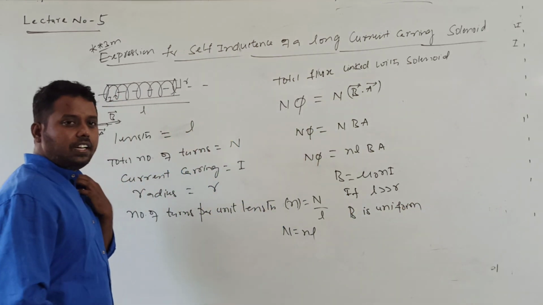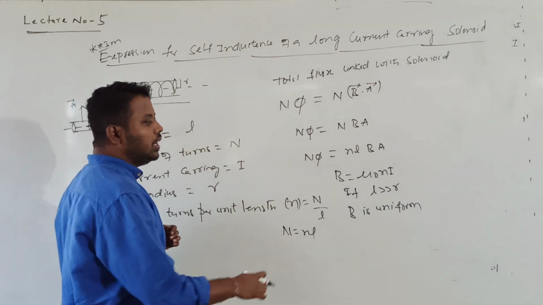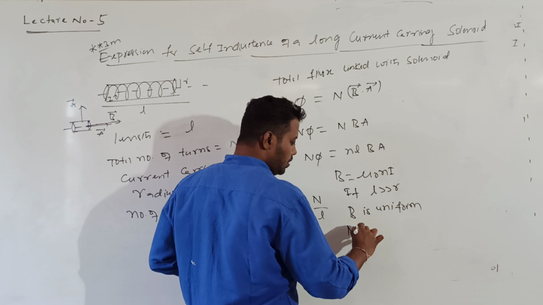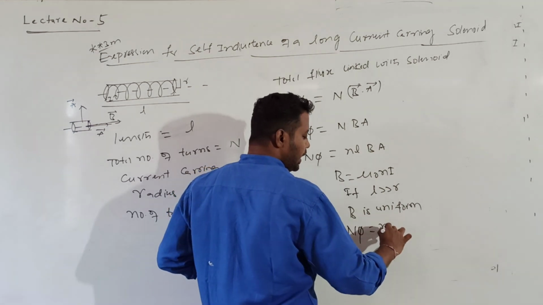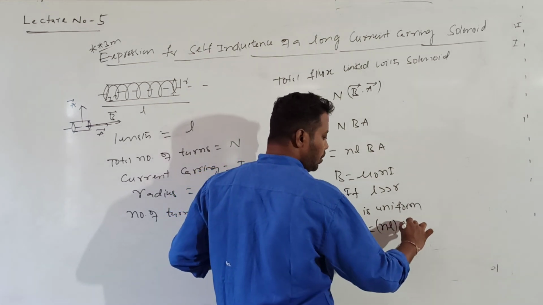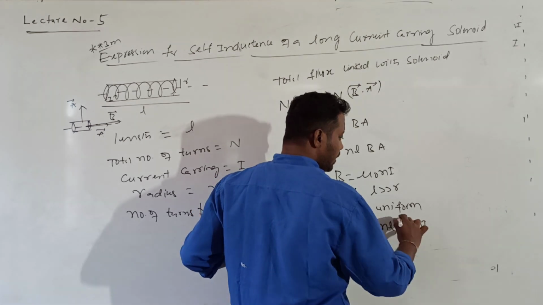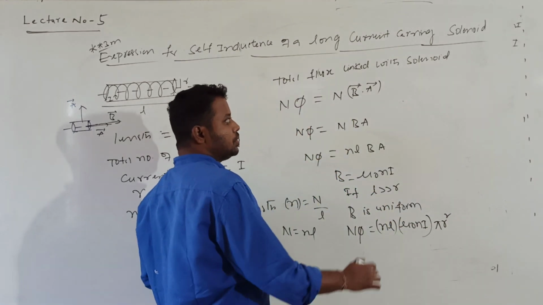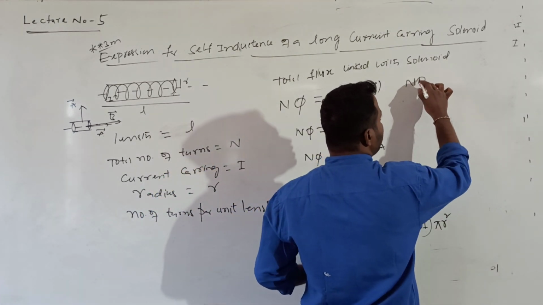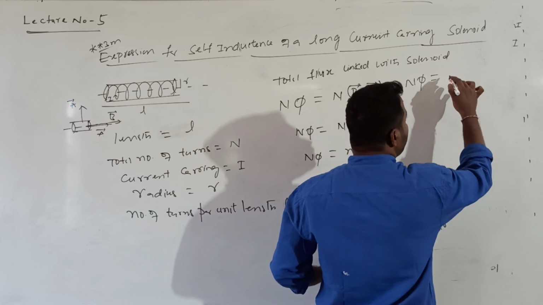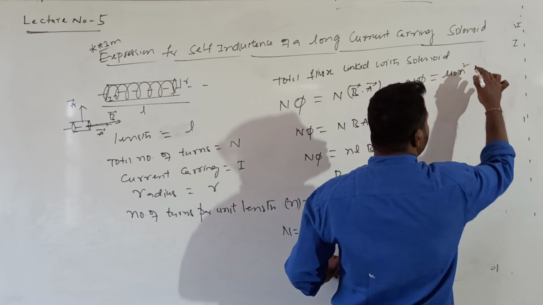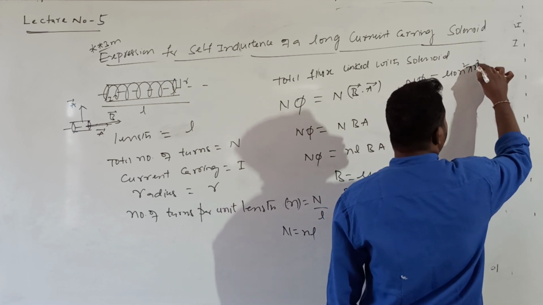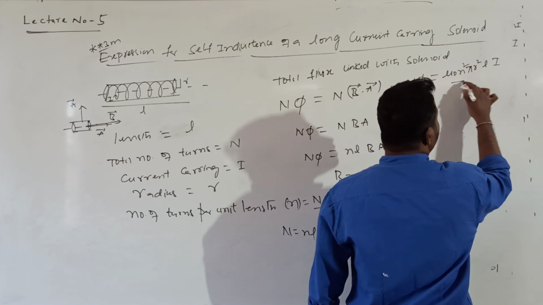So what is the magnetic field inside the solenoid? Mu naught n I. If I substitute here, what do I get? N phi value is n L times B, which is mu naught n I, into A, which is pi r square. What is the area? Pi r square. So N phi will be equal to mu naught n square pi r square L I. Let me call this equation 1.